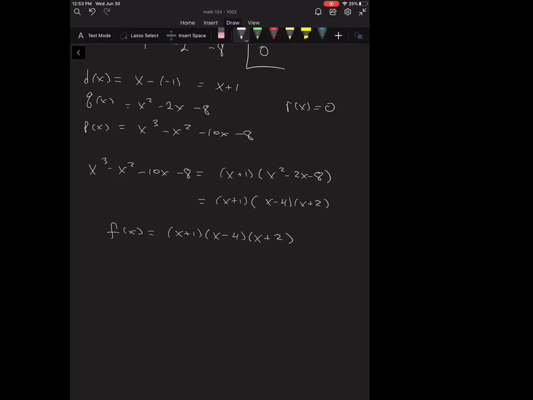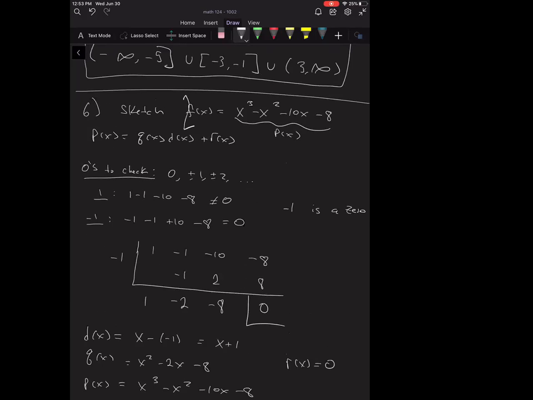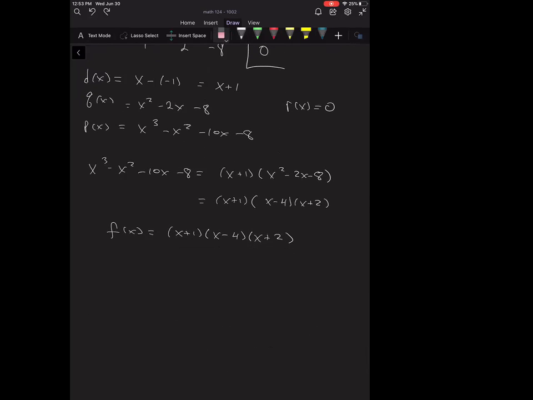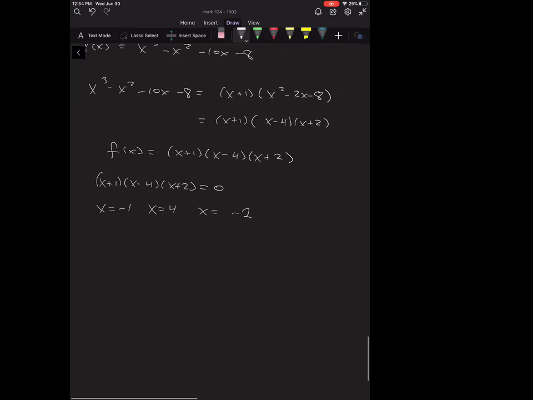So now this is what we want to sketch. This is the same thing as this. The problem told us to sketch that. So what we're going to use is this piece right here. And in order to sketch the graph, we need to find the zeros. So if we set this equal to 0, we're going to get x is equal to minus 1, x is equal to 4, x is equal to minus 2. And we want to put those onto a number line.